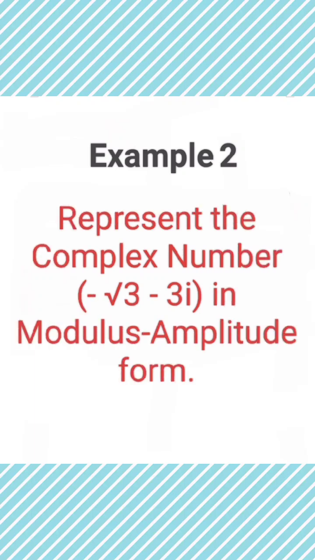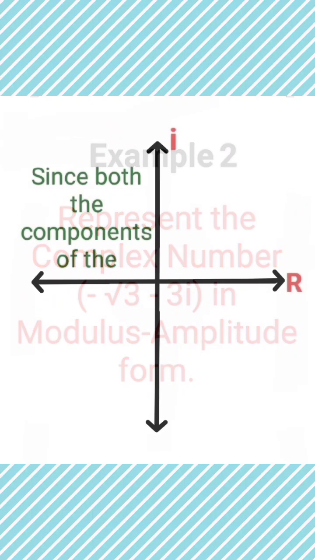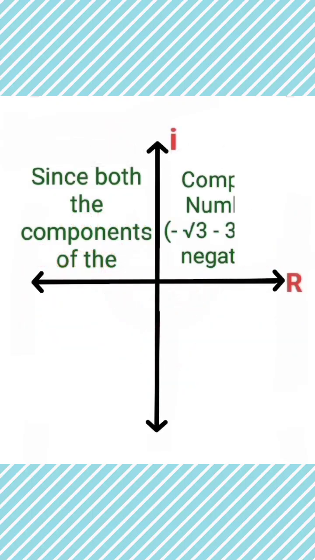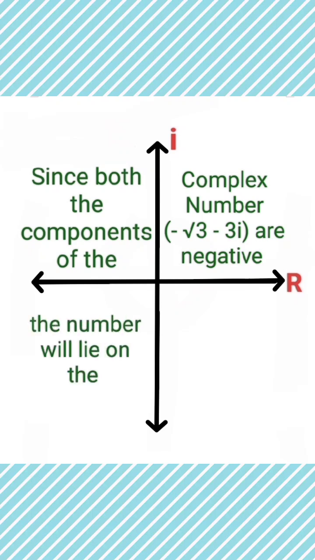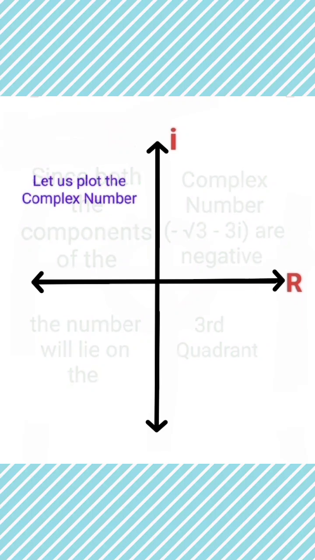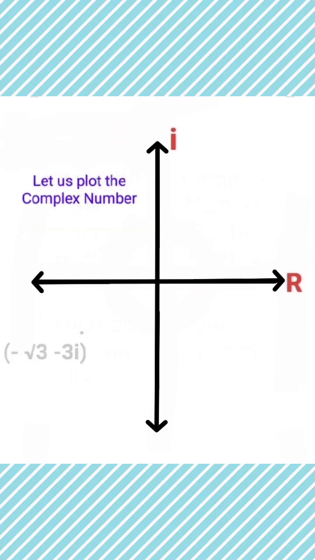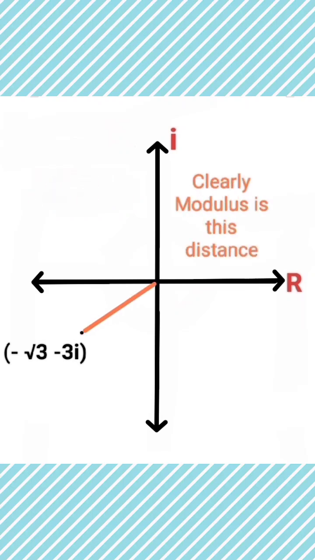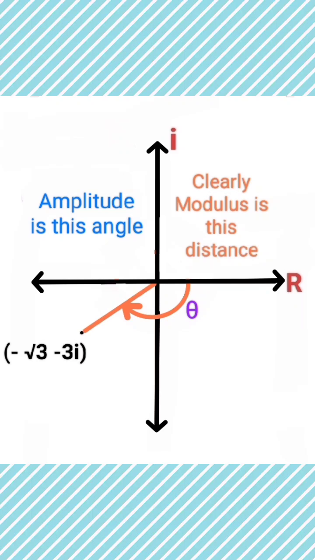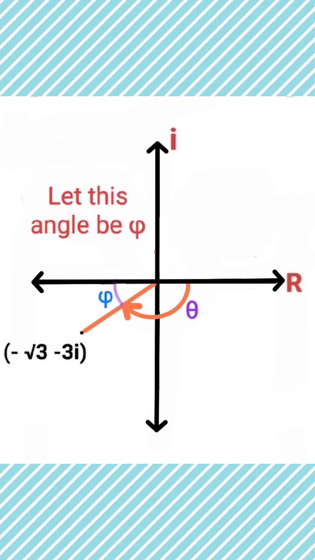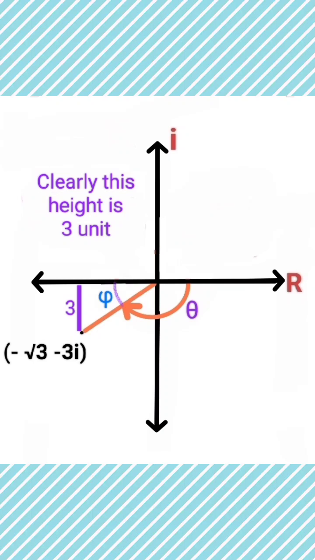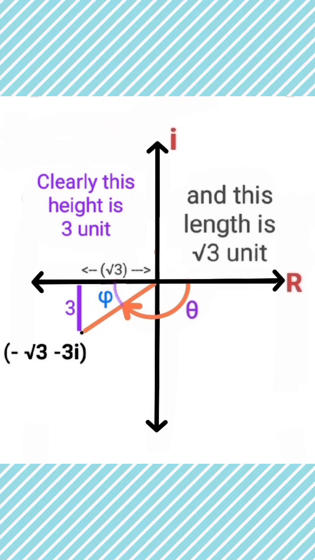Now let us come to example number 2. Represent the complex number minus root 3 minus 3i in the modulus amplitude form. Since both the components of the complex number minus root 3 minus 3i are negative, the number will lie in the third quadrant. Let us plot the complex number minus root 3 minus 3i. Clearly, modulus is this distance and amplitude is this angle theta. Let this angle be phi. Clearly, this height is 3 units and this length is root 3 units.